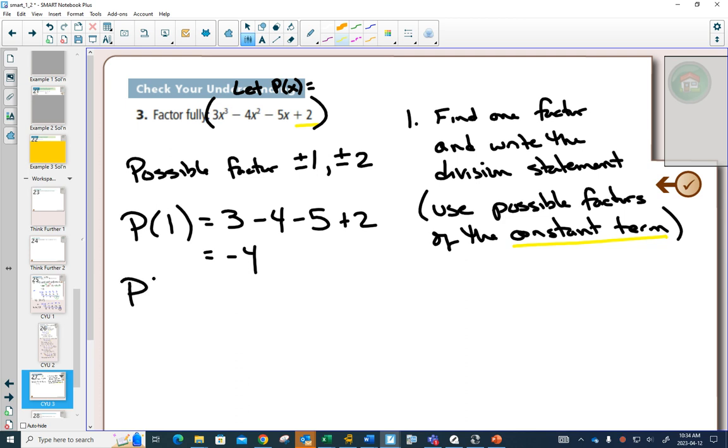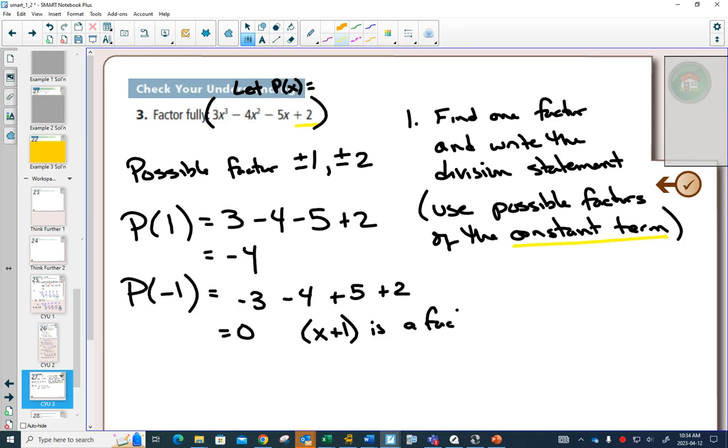So then I would say, oh, that doesn't work. I'll try a different one. This is the other one that I would do in mental math quickly and easily in my head. Plug in negative 1. What does negative 1 do? This will be negative 3 minus 4 plus 5 plus 2. It equals 0, which means x plus 1 is a factor.